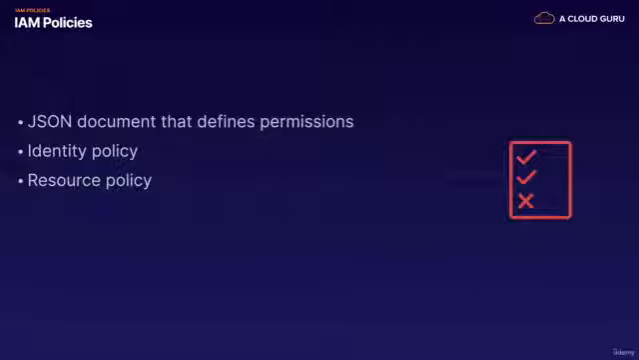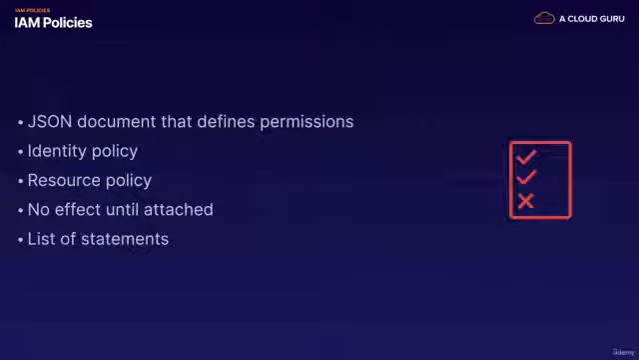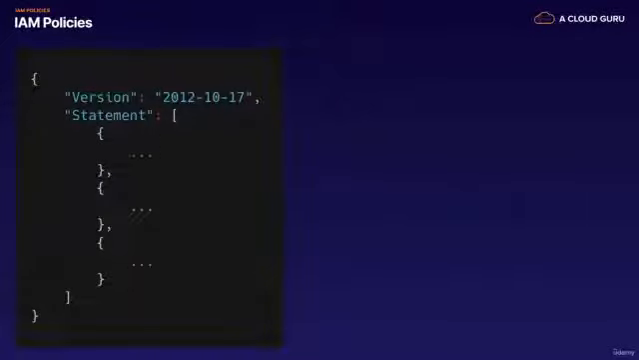Now, it's important to understand with IAM policies, just because you've created a policy doesn't mean it has any effect. You have to attach that policy, either to an identity or to a resource. So unless it's attached, it has no effect. And policies are simply structured as a list of statements. The basic format of an IAM policy looks like this.